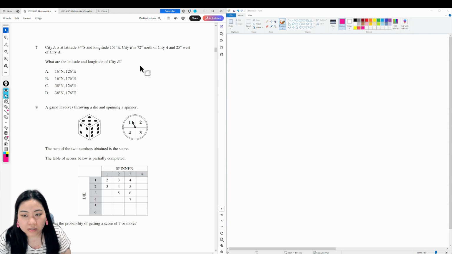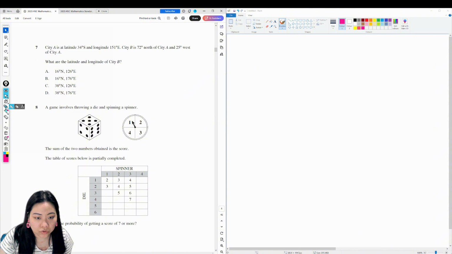7. City A is at latitude 34 degrees south and longitude 151 degrees east. City B is 72 degrees north of City A and 25 degrees west of City A. Where is City B? I need to draw this out.